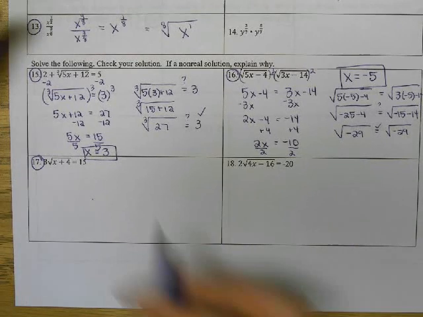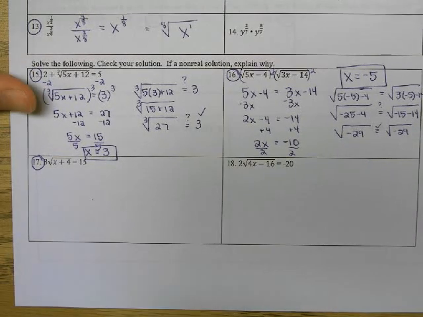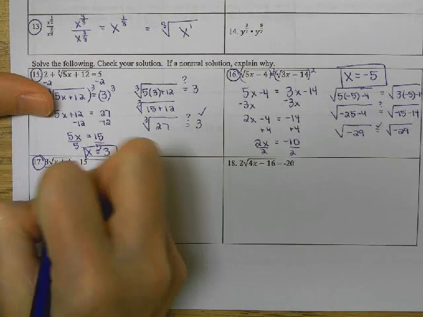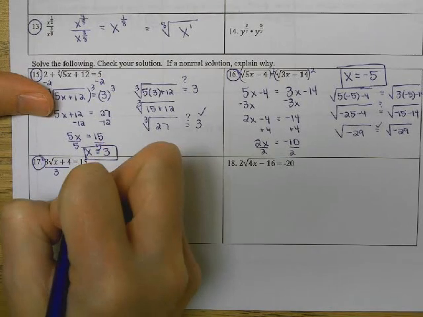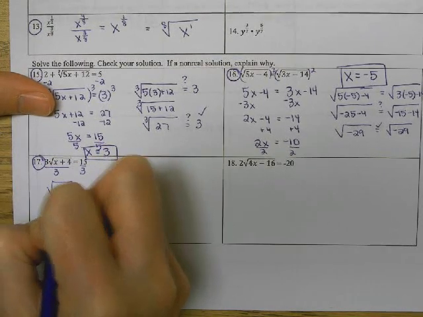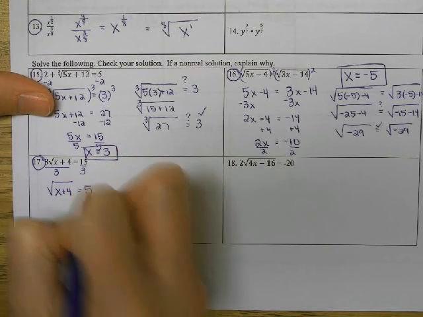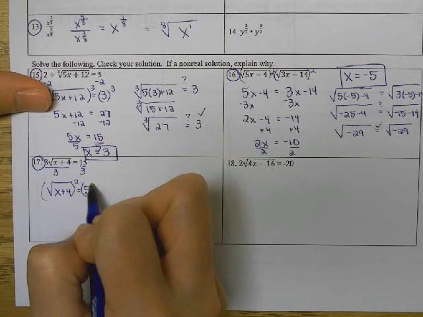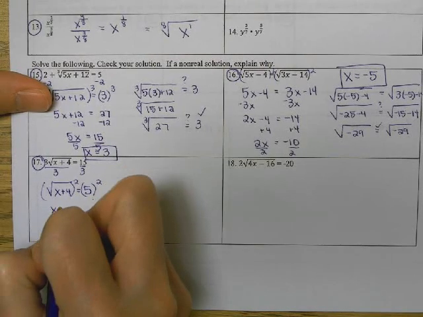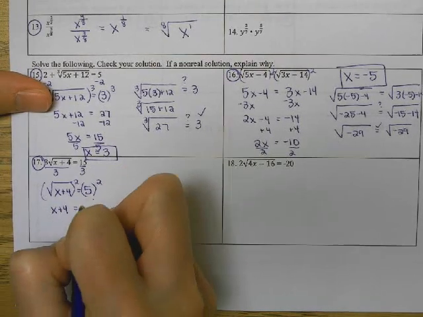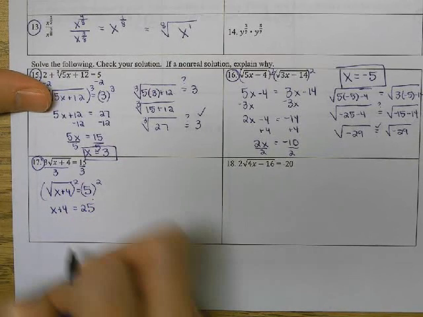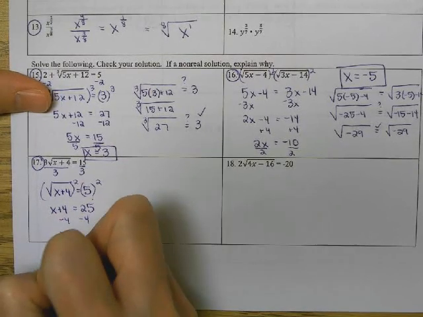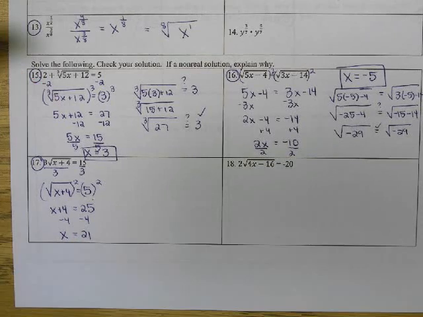Alright, on number 17, I need to get the radical by itself on one side of the equal sign. So first thing I'm going to do is divide by that 3. So I'm going to get the square root of x plus 4 equals 5. Now I need to get rid of this radical, so I'm going to square both sides. On the left hand side I just get x plus 4. On the right hand side I'm going to get 25. And now subtract 4. Okay.